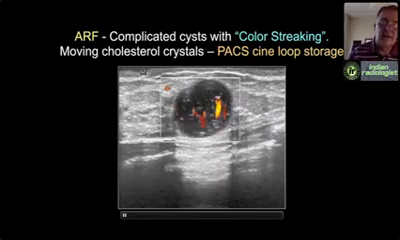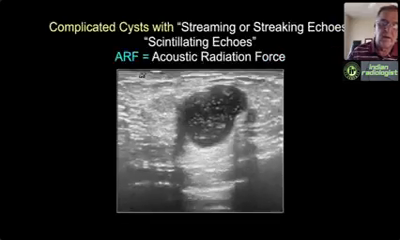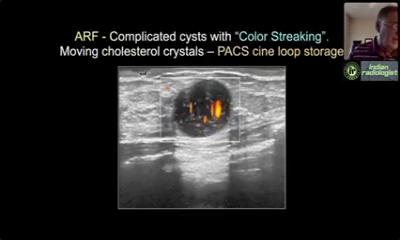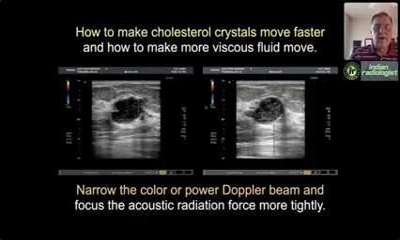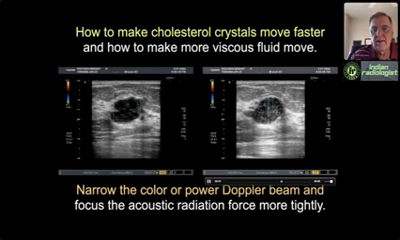I just put on color or power Doppler. Notice that the echoes are moving faster here than they were with grayscale ultrasound. So the fact that they're moving faster also shows you that Doppler has more power. Now here, I'm scanning with an open box, and you can see it's moving echoes, so these are scintillating echoes. But notice what happens when I narrow the box. See how much faster they're moving?